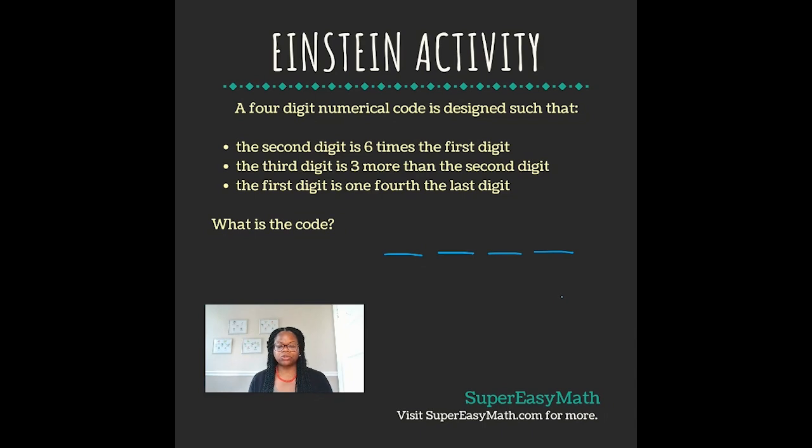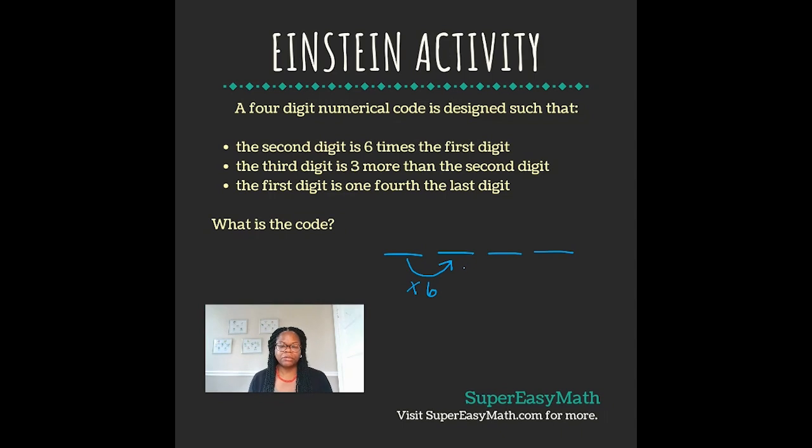Now I'm going to draw some arrows with the operation that connects the digits places so I can keep track of where I am. So the first clue says that the second digit is 6 times the first digit. So to go from the first space, we need to multiply by 6 to get to the second space is what that clue is saying.